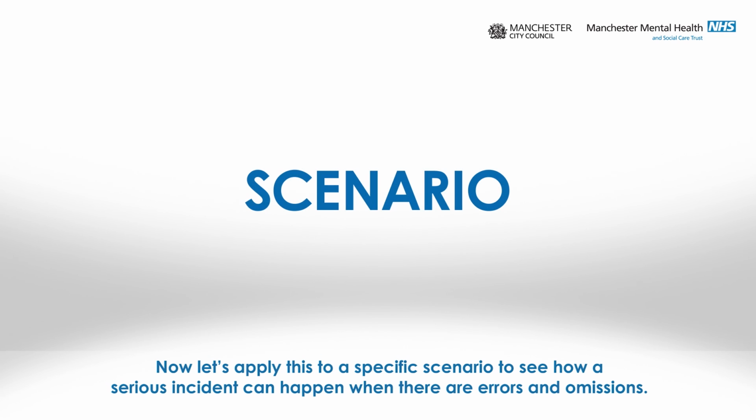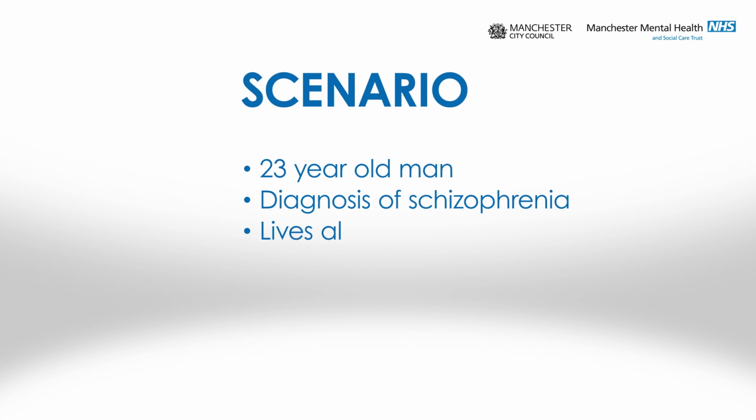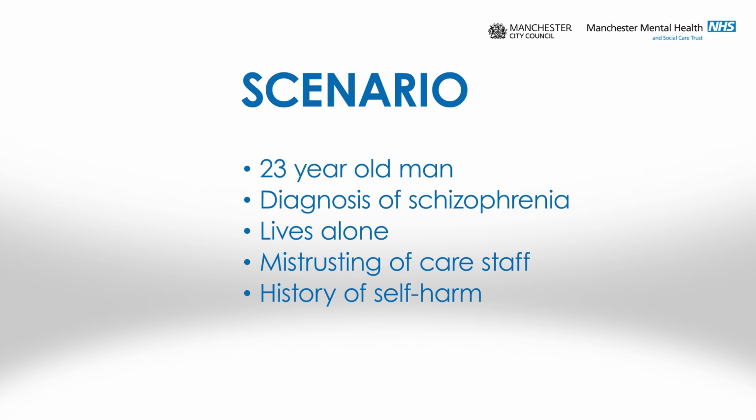Now let's apply this to a specific scenario to see how a serious incident can happen when there are errors and omissions. Let's consider the following example of a 23-year-old man who has a diagnosis of schizophrenia. He lives alone, is mistrusting of care staff, and has a history of self-harm.